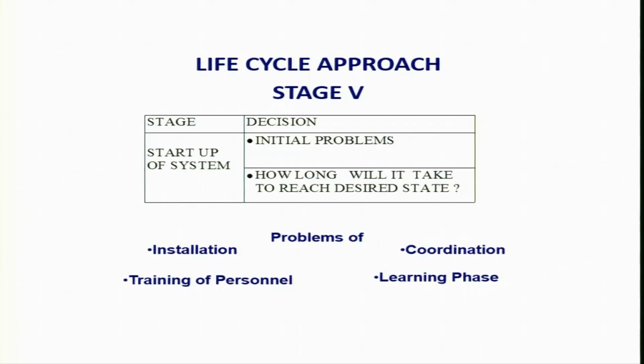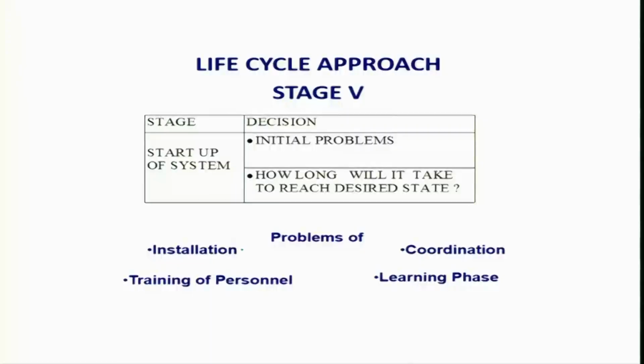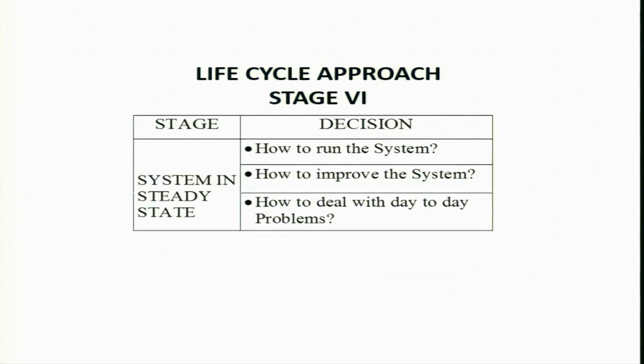Now, coming to stage 5. Now, your factory is in place, manpower is also in place. When you start, some initial problems may come. Then you have to see that you are coming into the productive phase, and how in minimum time you should be able to resolve those problems. Initial problems can be related to installation, to coordination, to training of the personnel, or to the learning of the system also. So, these are the problems which are going to come, and we want to overcome these problems as fast as possible.